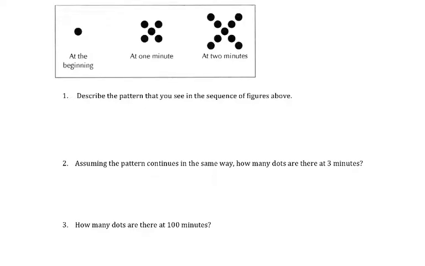So you should probably pause it right now and try to answer all these questions. So describe the pattern first, how you see what's going to happen. Number 2, assuming that it continues in the same way, how many dots are there at 3 minutes? So what would the next one look like? Then can you figure out how many dots there are at 100 minutes? So that's where we want you to go first. So pause it, take a look at those, and then come back to the video, and let's see what we got. Because the power in this is you doing it on your own, not just watching me do it.